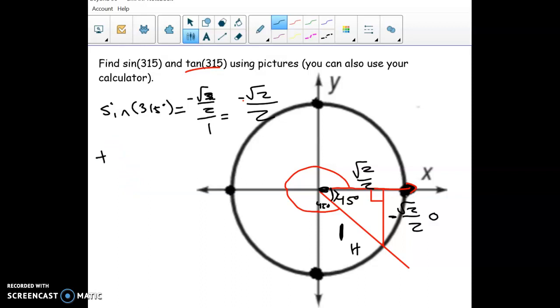Okay, and then do the tangent of 315. So now I'm going to do op and adjacent. So op is negative square root of 2 over 2, and adjacent is positive square root of 2 over 2. And so that's going to basically clean up to be negative 1, right? They're the same numerator and denominator, except one's negative, and if you cancel them out, they just get negative 1.